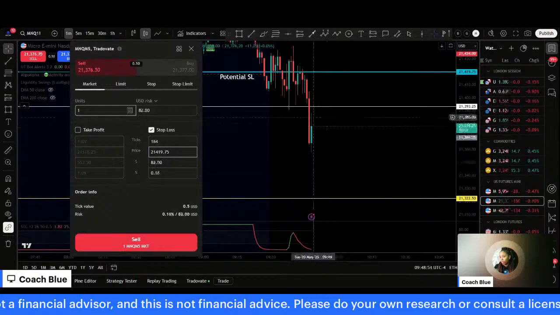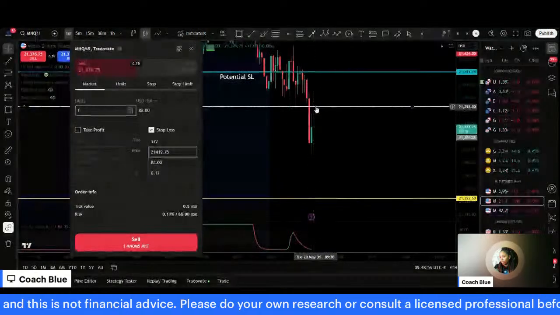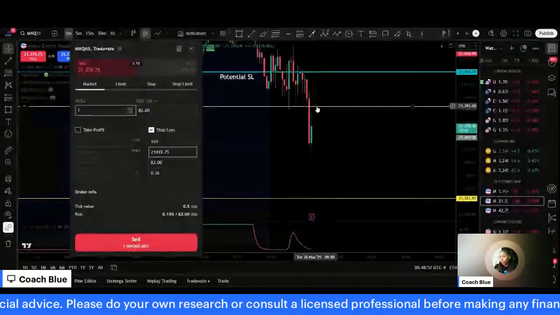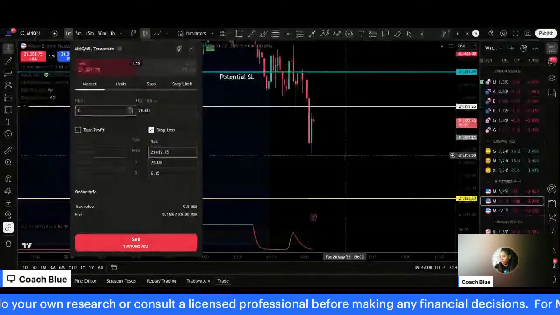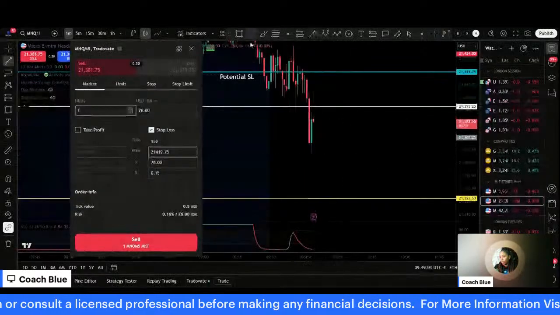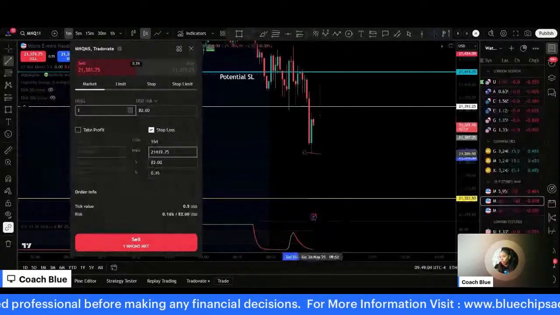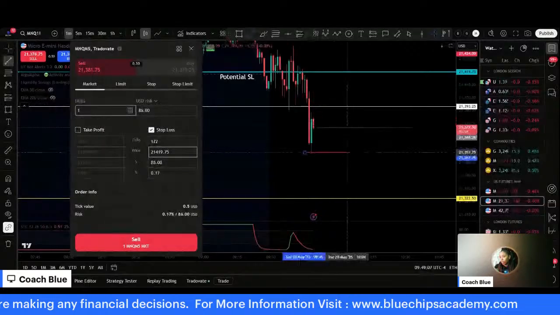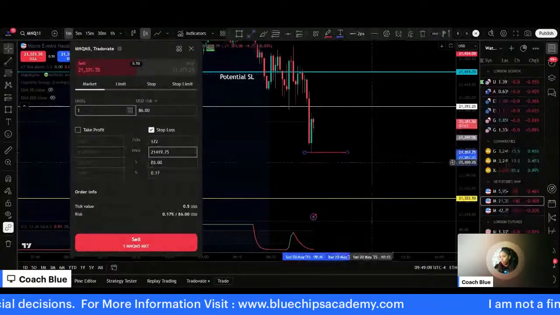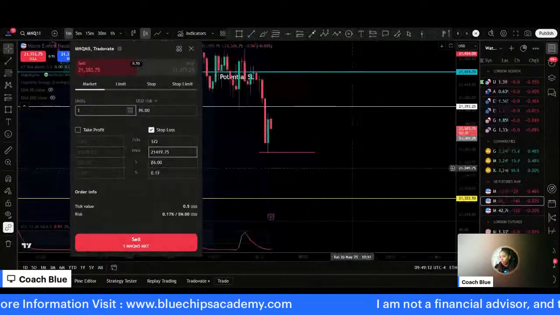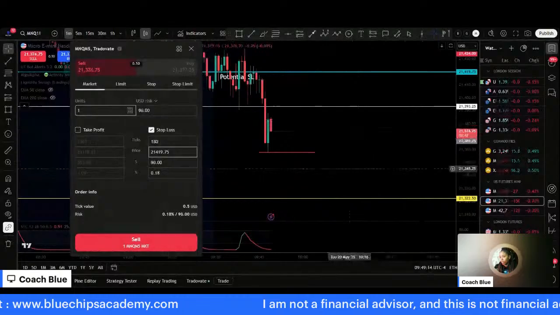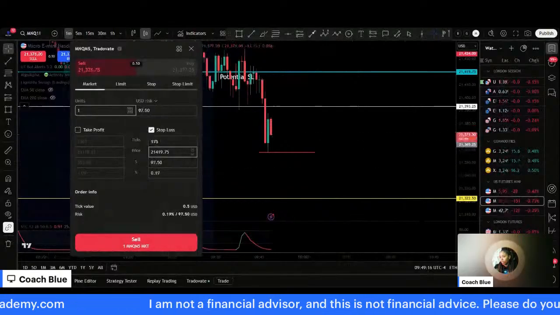There's our pullback. Very nice pullback. It stayed under this resistance level right here, so that's a good pullback. All right, now let's see if we get continuation. I want that candle to break past here for my continuation. Let's see what we get.